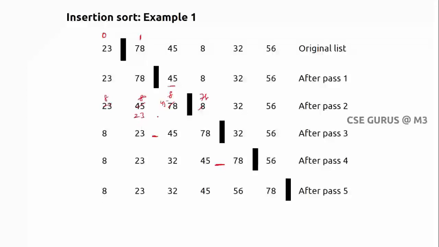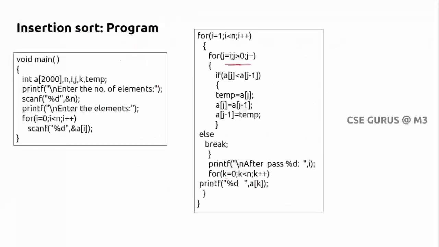Of course, another logic is also there. I will explain that logic. Instead of swapping every time, I'll do it like this: 8 is less than 78, just take 78 here. 8 is less than 45, take 45 here, like this. Anyway, that also I'll explain afterwards. So first, this one is swapping every time until the condition is false. You can see if a of j is less than, then swap. Next also like this, every time it will do.